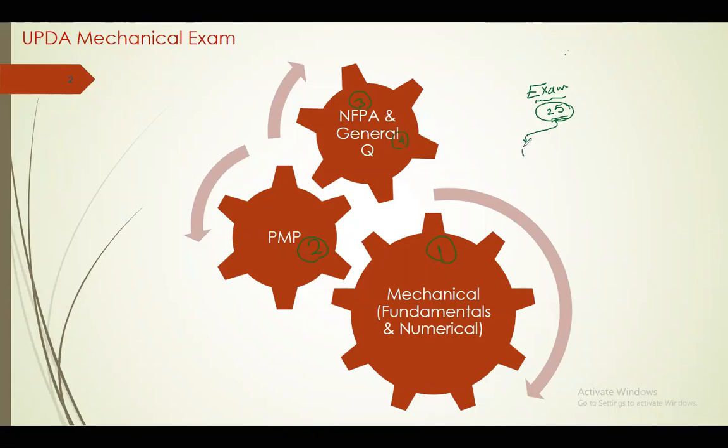For part 1 here, for mechanical, around minimum 15 questions up to 20 questions. For part 2, for BMP, from 3 to 5 questions. It depends on each exam. For part 3, NMPA, 2 to 3 questions. And last, finally, the general questions, normally 1 question is coming.